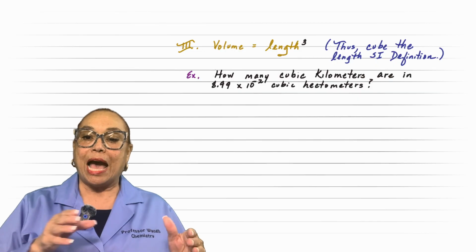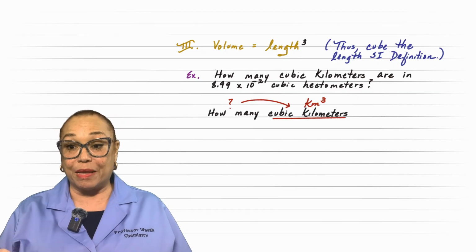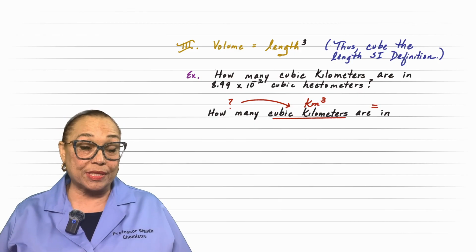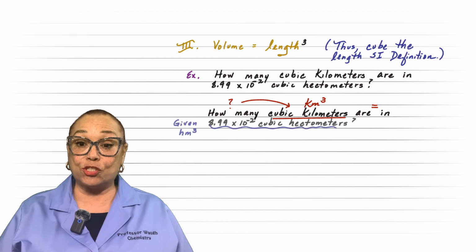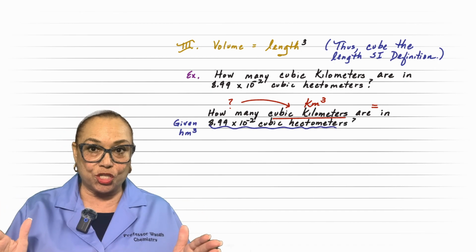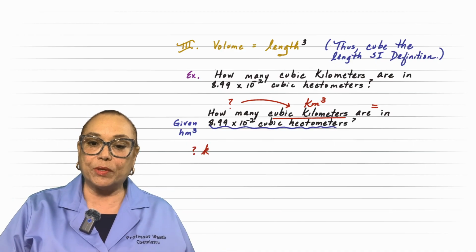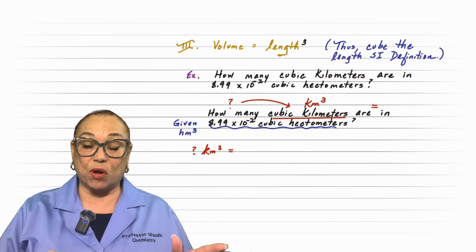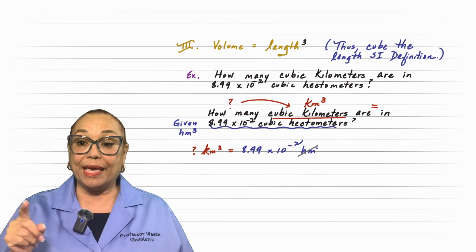All right. How many is the question mark? What you're talking about is cubic kilometers. The equal sign, and what is given? 8.99 times 10 to the minus 2 cubic hectometers. So let's set up the equation. Take the words and put them into math. So a cubic kilometer is equal to, that's my question mark, 8.99 times 10 to the minus 2 cubic hectometers.